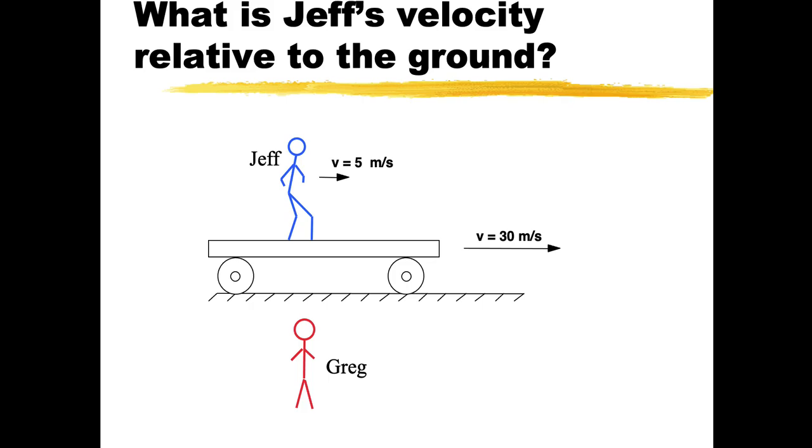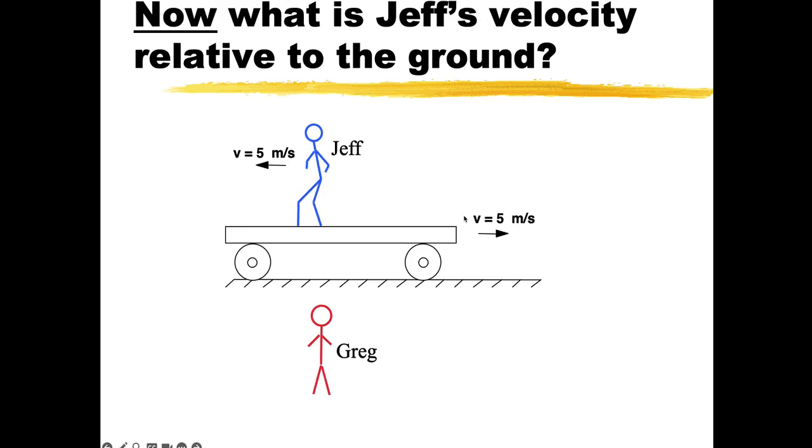So let's look at this new scenario to help us think a little bit about how to connect some of these principles, okay? So here's Jeff. He's riding on this cart. The cart's going 30 meters per second, and Jeff is running on top of the cart at 5 meters per second. So relative to the cart, Jeff is going 5 meters per second. But how fast does Greg see Jeff going? And if you're looking at this, you're like, well, okay, 30 meters per second and 5 meters per second, right? So according to Greg, Jeff is running at 35 meters per second, right?